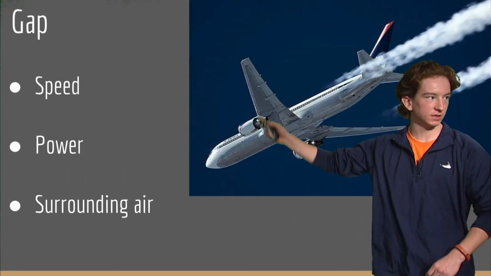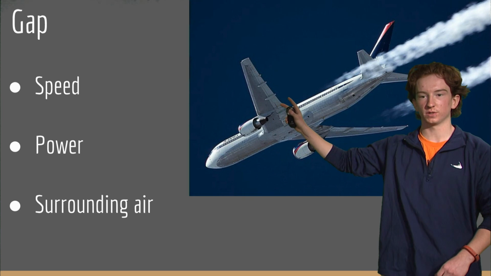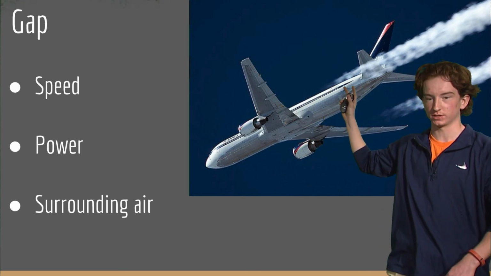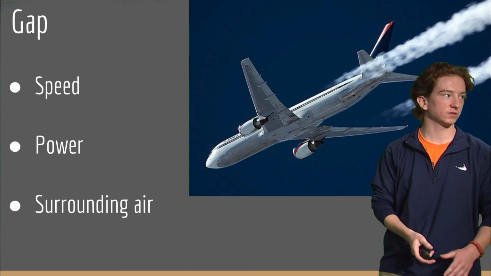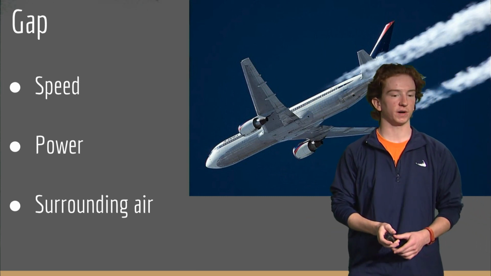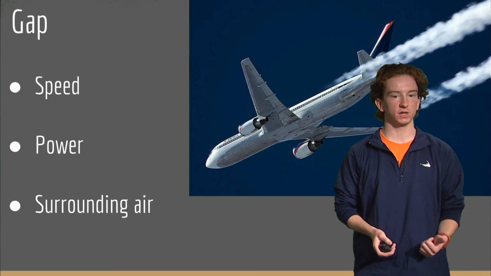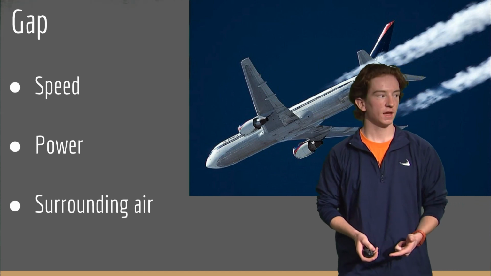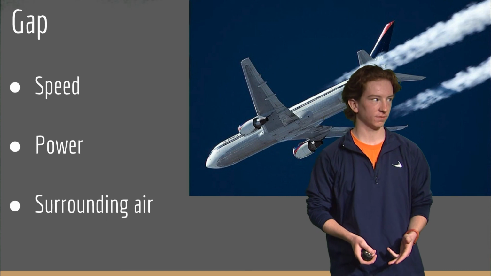As you can see here, there's a gap in between the actual plane and where the contrail starts forming, where you can see it. This is caused by some different factors: the speed that the plane is going, the power of the engine, and the surrounding air.